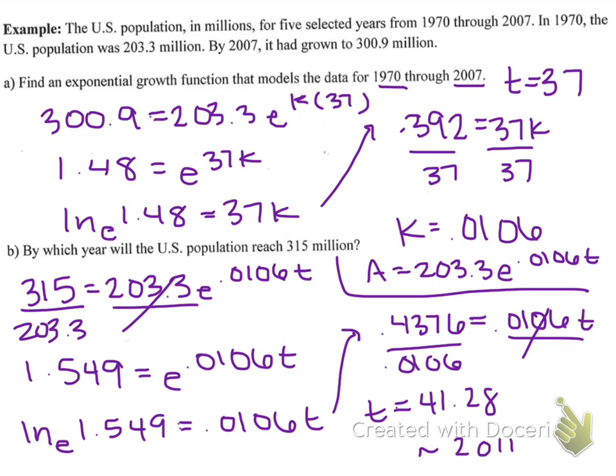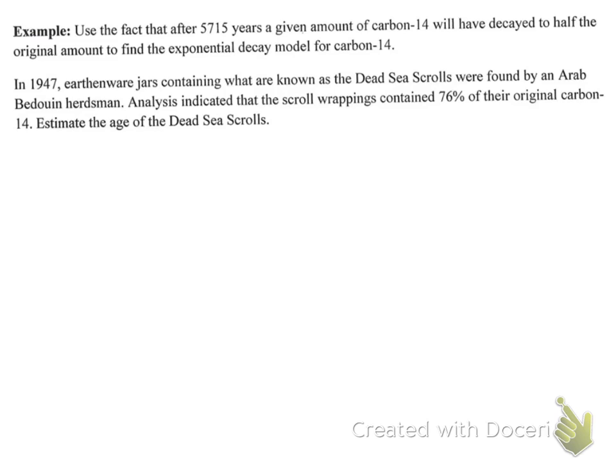All right, one more example, kind of going over this whole idea. You find k and then you solve it. So this next one's a little bit more in depth, and I'm probably going to say a lot of these words wrong, so bear with me. It says, use the fact that after 5,715 years, a given amount of carbon-14 will have decayed to half the original amount to find the exponential decay model for carbon-14.